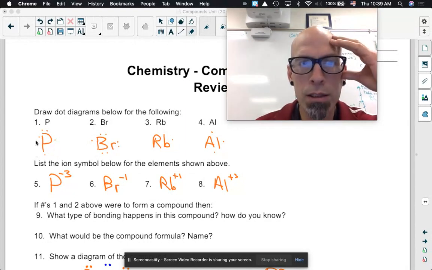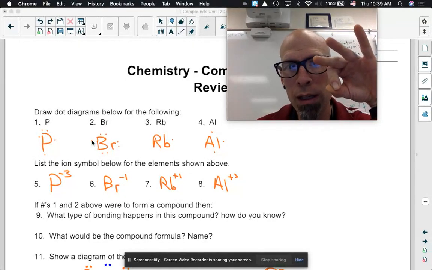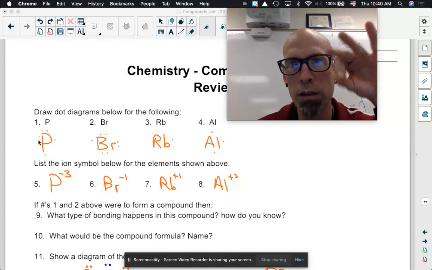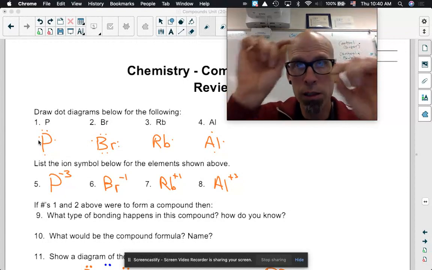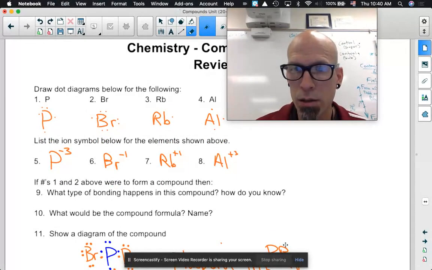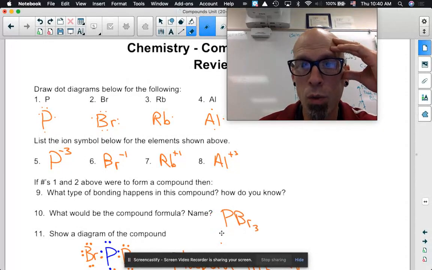Well, how many empty spots does phosphorus have? 3, right? So the bromine can slide in here to fill an empty spot. Another one can slide down in here to fill an empty spot. And another one could slide over here to fill an empty spot. So it looks like you would take 3 bromines to complete and fill all of those empty spots. So the formula would be what then? PBr3 would be the formula. 3 bromines for the 1 phosphorus.